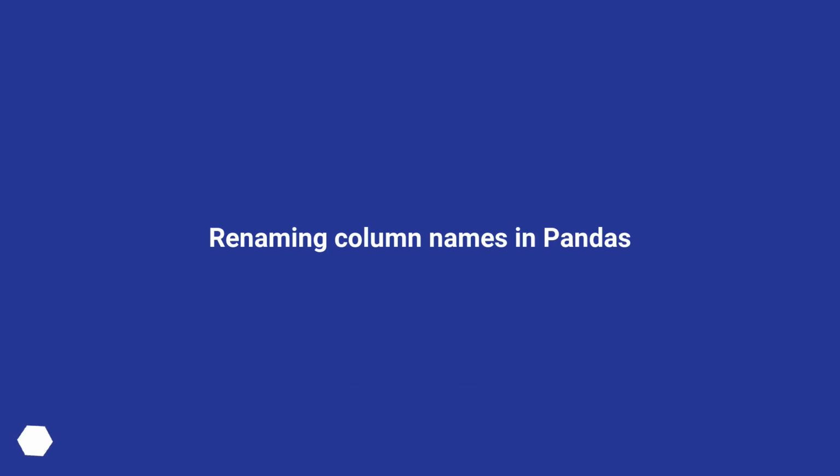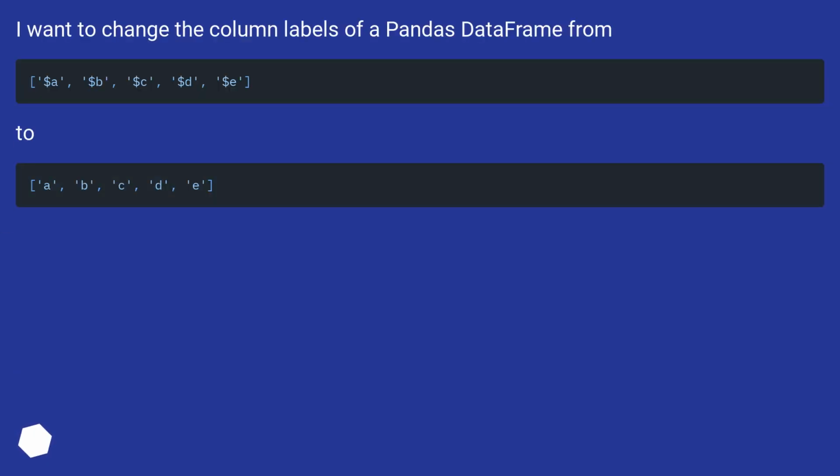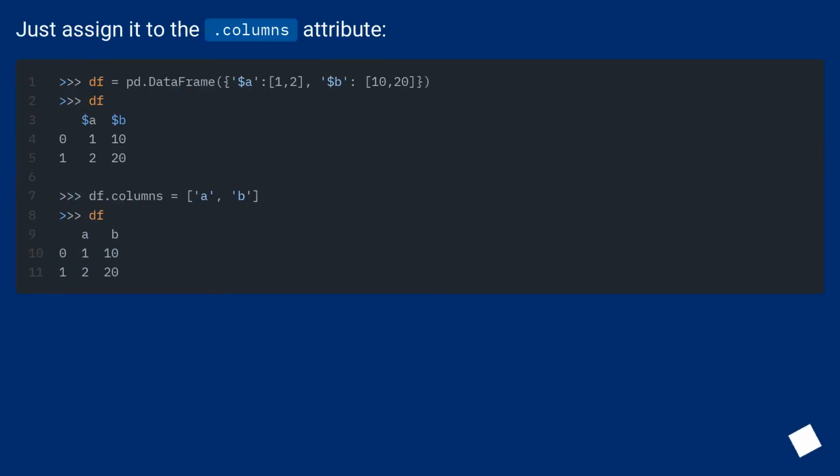Renaming column names in Pandas. I want to change the column labels of a Pandas data frame from... to... Just assign it to the .columns attribute.